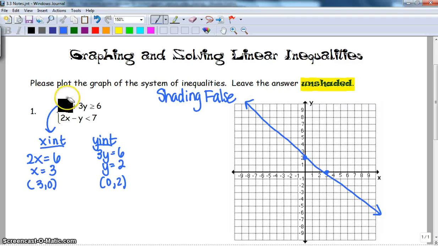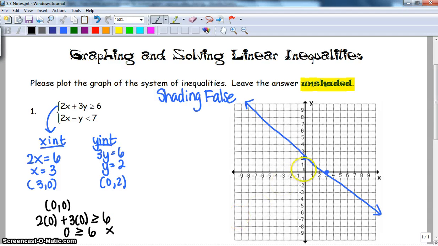And what we are going to do now is do a test point. So we will do a test point of (0, 0). And when you plug (0, 0) into your inequality, you get 0 is greater than or equal to 6. This is false. So where (0, 0) is, this is your false side. That is the side we want to shade. We are shading false. It'll take a little bit to get used to.